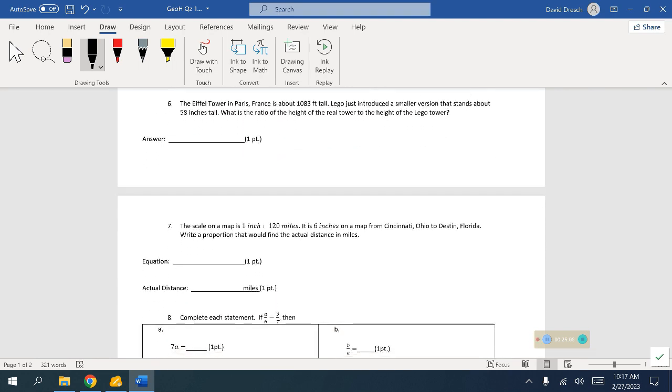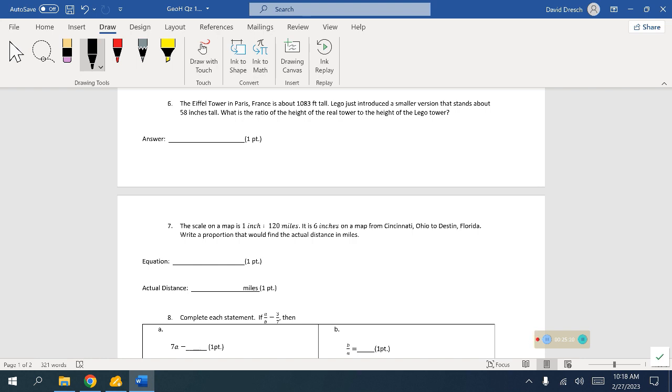What is that? If anybody has the Eiffel Tower Lego set, anybody have that one? Okay, I was just curious. I got the DeLorean one. I'm pretty excited to build that one, if anybody has Back to the Future.